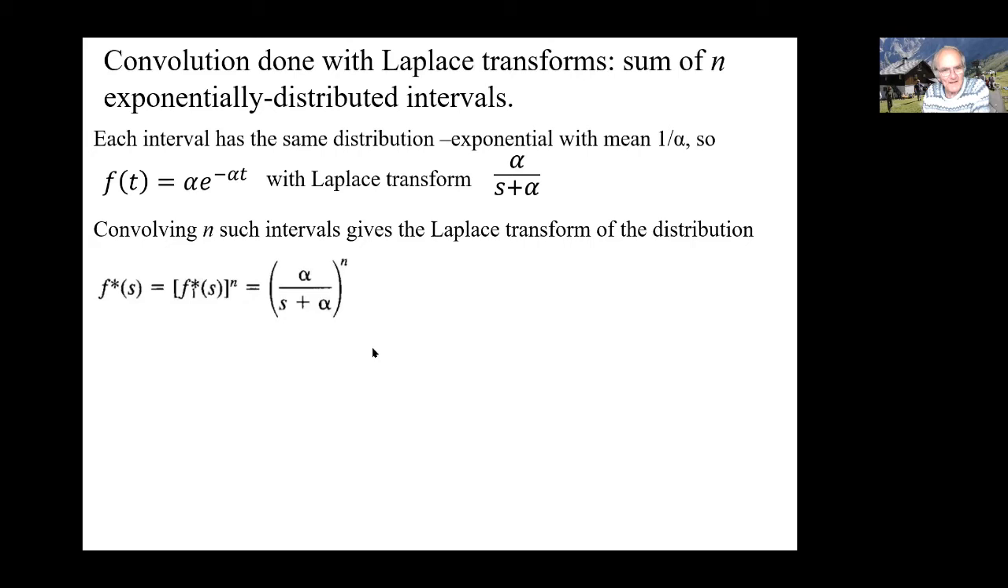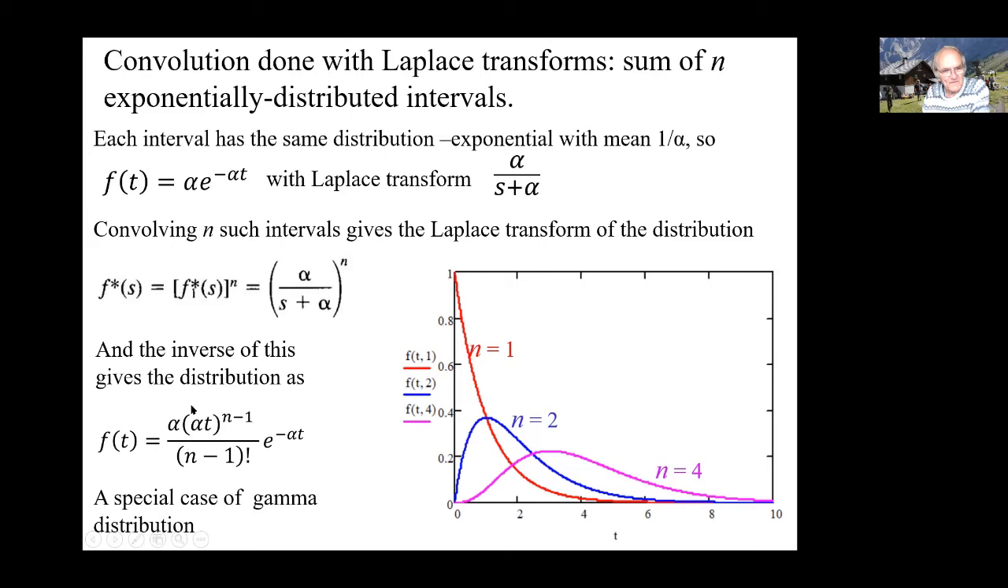We can use tables or a program to find the inverse of that, and the inverse of this transform is that. And this is a special case of a thing called a gamma distribution. We can just check what shape we'd expect that distribution to have. Well, for n equals 1, of course, it's just an exponential distribution. For n equals 2, it looks like this.